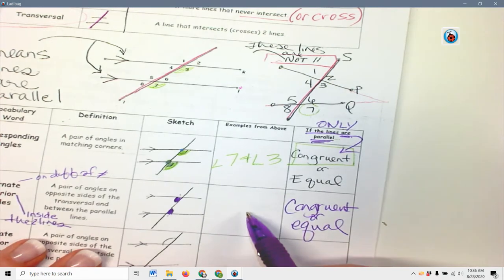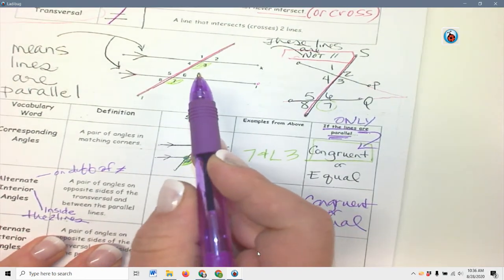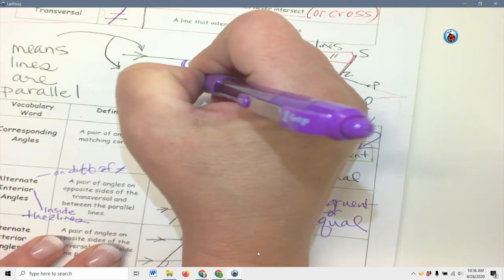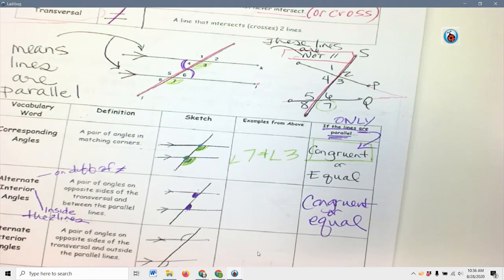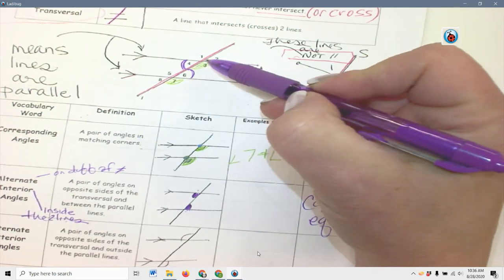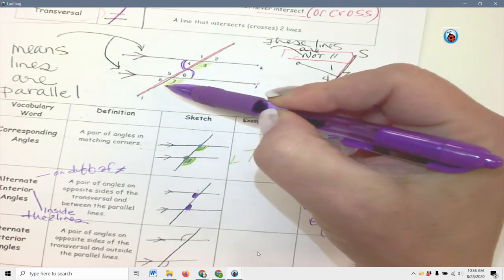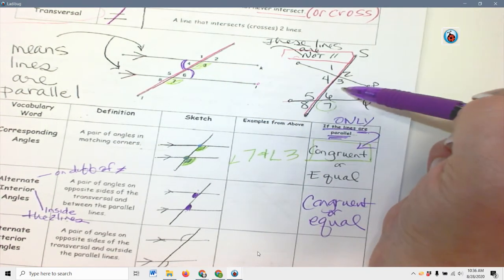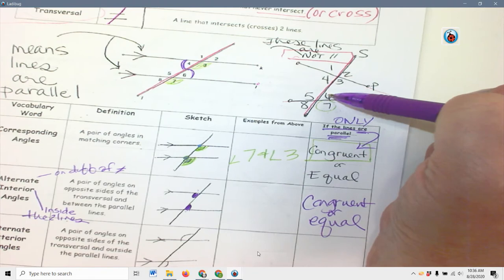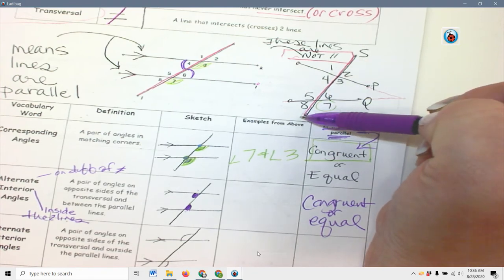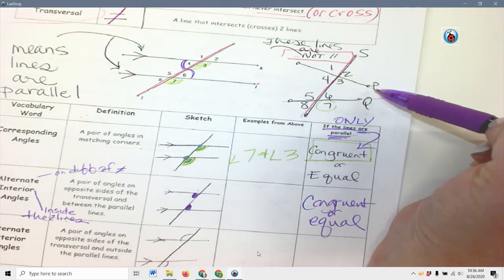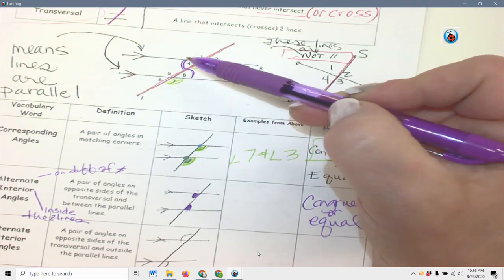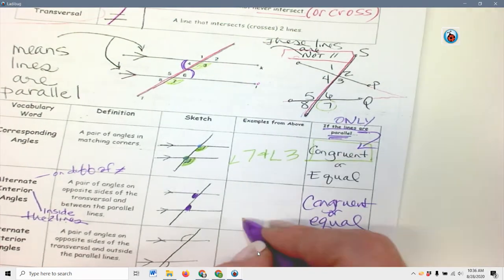So let's go find an example from the picture. So if you notice angle 4 here and angle 6, they're on opposite sides of our transversal, but they're both inside or in between these two parallel lines. You'll see 4 and 6, they're on opposite sides of the transversal, but both in between the two lines that are not parallel. But only 4 and 6 on the parallel lines are congruent.